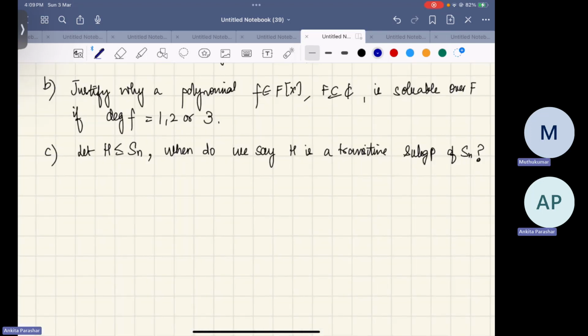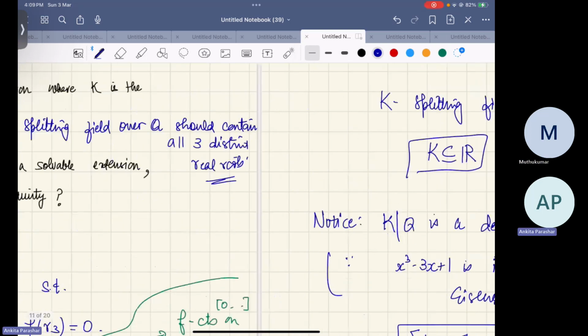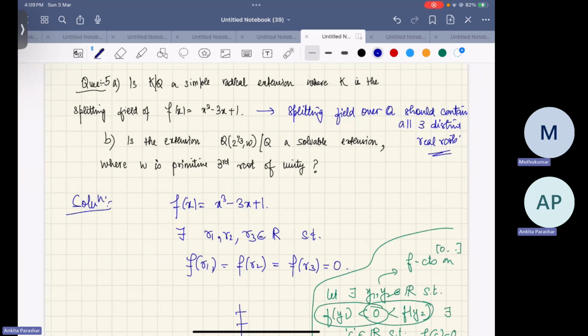What was the question that we were dealing with? Part B of this question says, is the extension Q(2^(1/3), omega) a solvable extension? So remember, solvability means every element of your extension should be solvable by radicals, and every element should lie in a radical extension. Is that so? This is a degree greater than 2 extension, yes, but we are looking for solvability, not for simple radical.